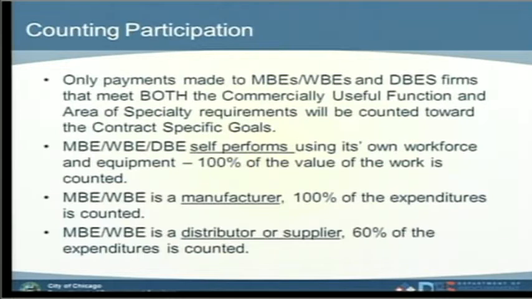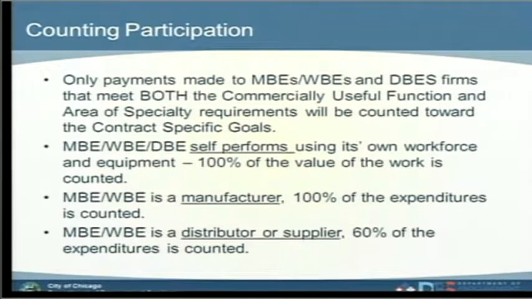Counting participation. Only the payments that are made to the minority, women, or disadvantaged business enterprise firms that meet both the commercially useful function and area of visibility requirements are to be counted towards the contract-specific goals. Now, when the MBE, WBE, or DBE self-performs, this is how the percentages are going to count towards the contract goal, how you as a prime or as a sub can count towards a specific project.